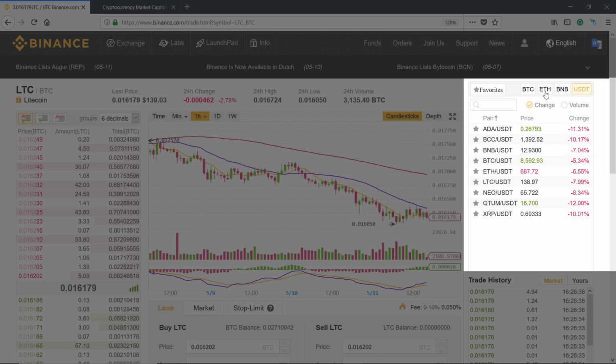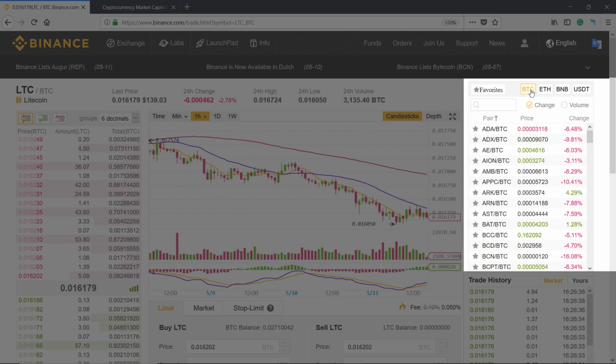Most people will be trading in either Ethereum or Bitcoin. I like to trade just in Bitcoin because I do want more Bitcoin. However, with Bitcoin being very volatile, it can sometimes be very challenging to trade and make a profit because of the volatility, like we are experiencing right now. Quite a lot of volatility.